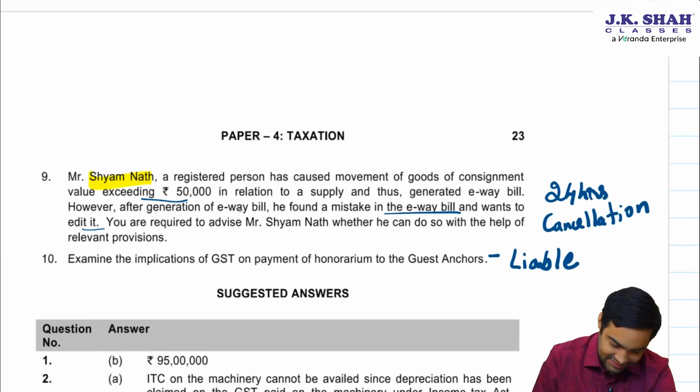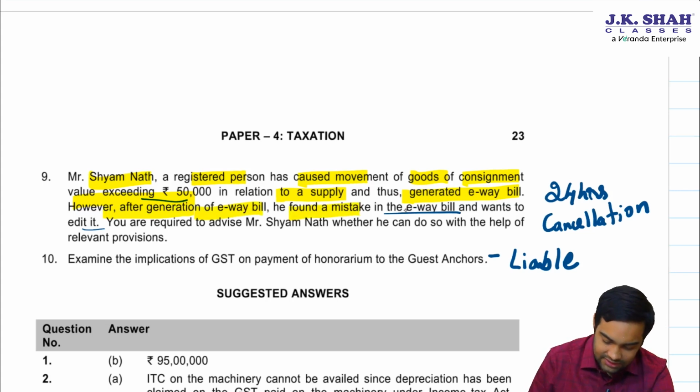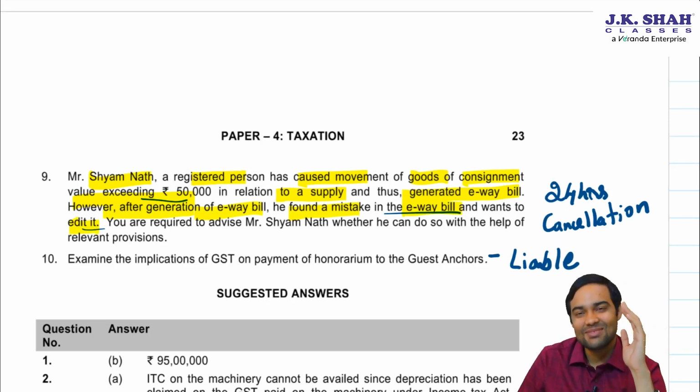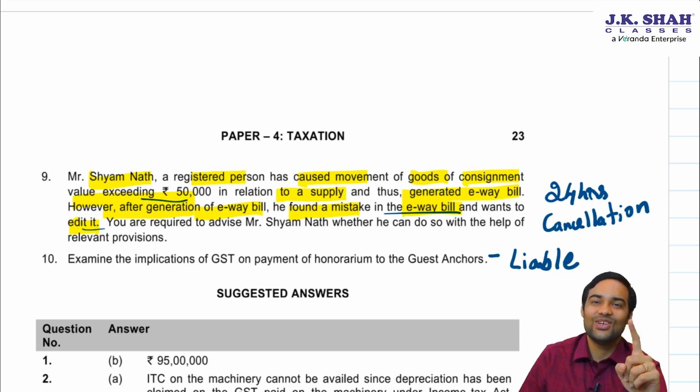Mr. Shamnath, a registered person, has caused movement of goods of consignment of value exceeding 50,000 in relation to a supply, and thus generated an e-way bill. However, after generation of the e-way bill, he found a mistake in it and wants to edit it. Is he allowed to edit? No. If there is a mistake, then you'll have to cancel it, and that too, cancellation can be done within 24 hours. So cancellation has to be done and a fresh e-way bill has to be generated. There is no question of editing the e-way bill once generated.